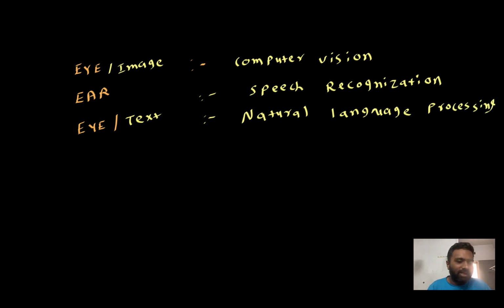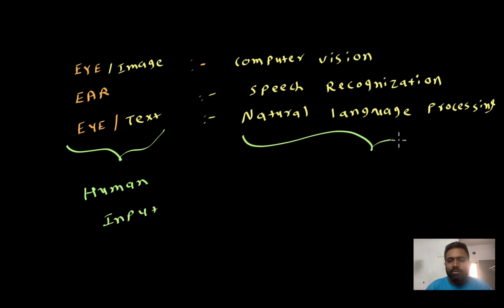So the left side is the human input, and the right side is the ML, or machine learning, counterpart. For all of the input forms, various branches evolved as machine learning counterparts.